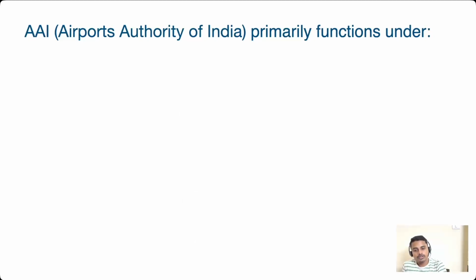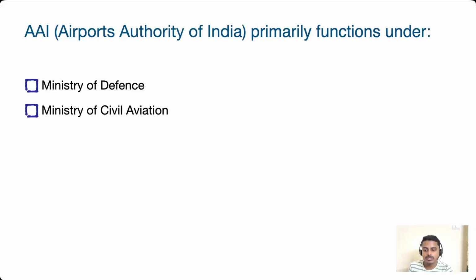Next, the Airports Authority of India primarily functions under, is it the Ministry of Defense, the Ministry of Civil Aviation, DGCA, or is it the ICAO? So the AAI, Airports Authority of India, functions under the Ministry of Civil Aviation.